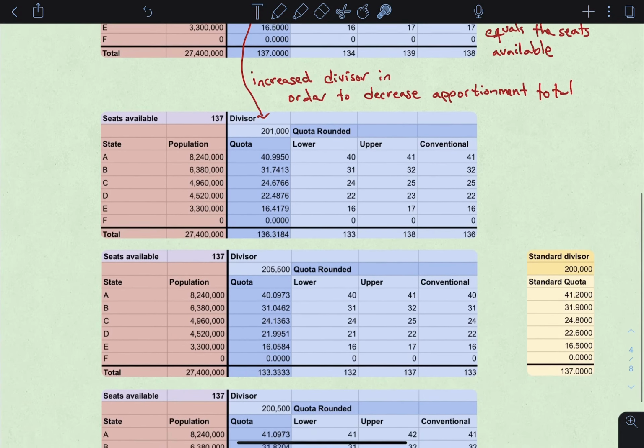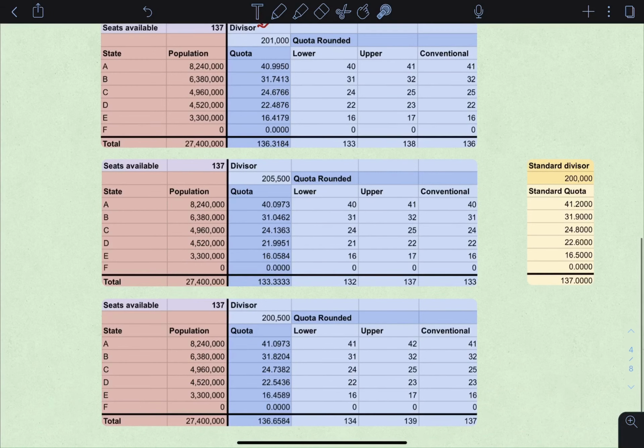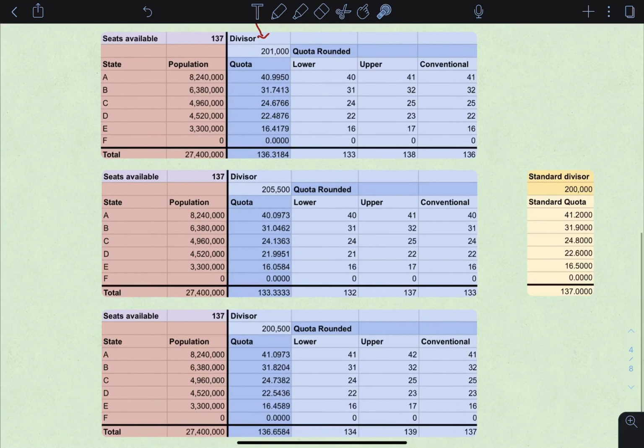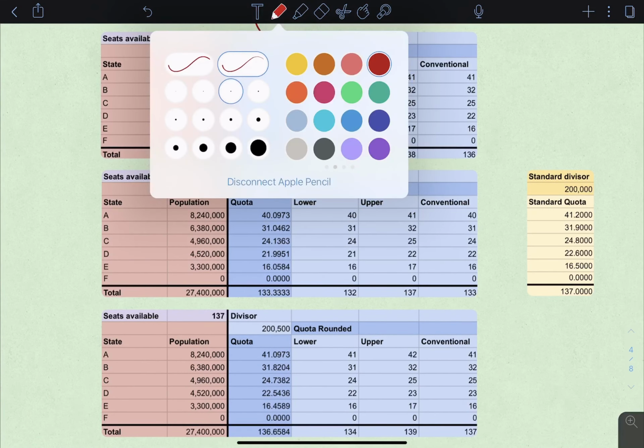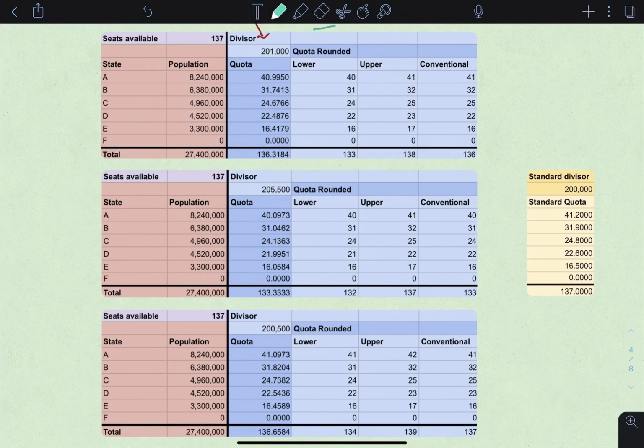So let's scroll down and let's just reveal all of the tables. And we can remind ourselves of the key. This is Jefferson's method. We have Adams's method and Webster's, the jaw.